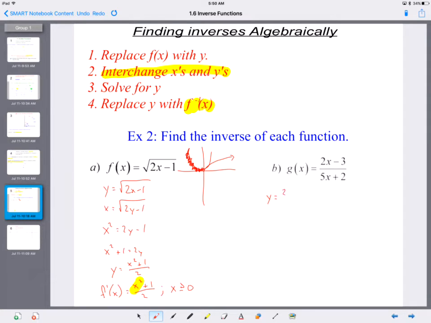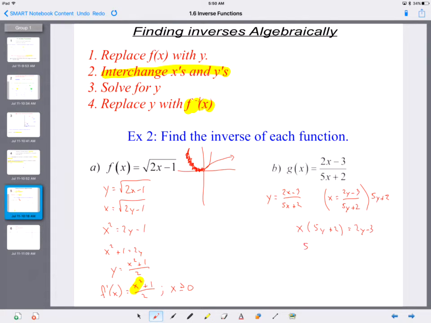we're going to do y is equal to (2x minus 3) over (5x plus 2). Replace the x and y's. Alright, and then we're going to solve. Now, when we solve, let's get rid of the denominator. And you might be trying to figure out, we have two y values. How are we going to get them together? Well, let's see what happens. So it'll be x times (5y plus 2) is equal to 2y minus 3.